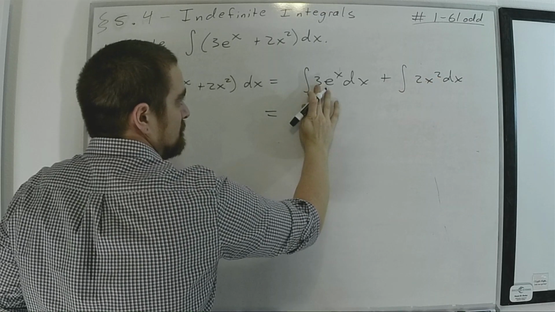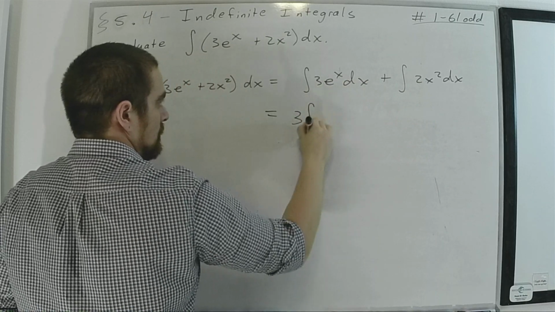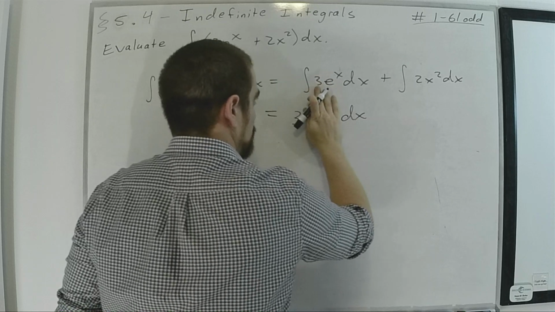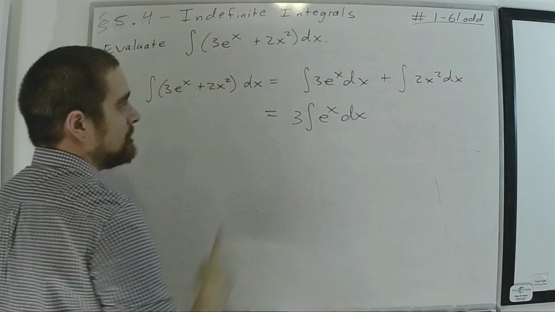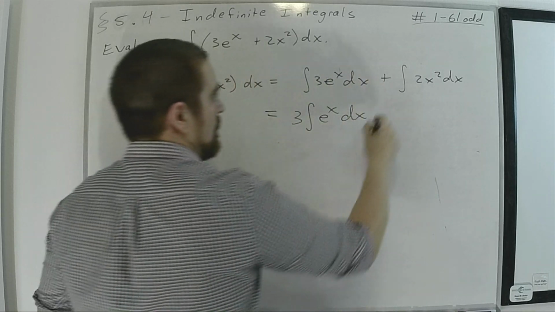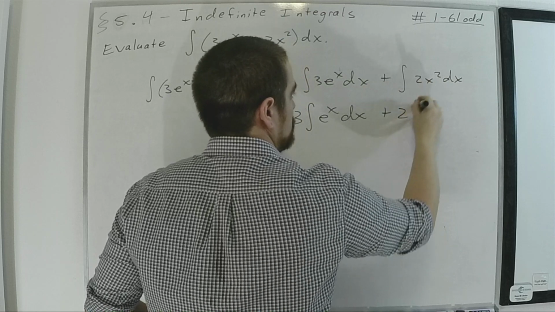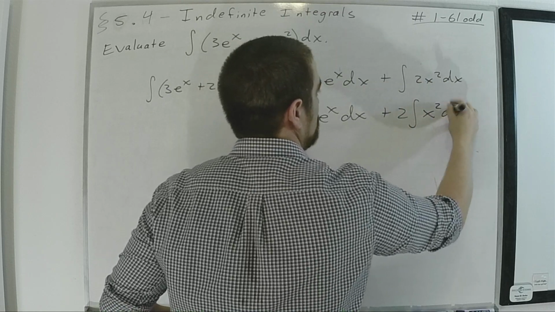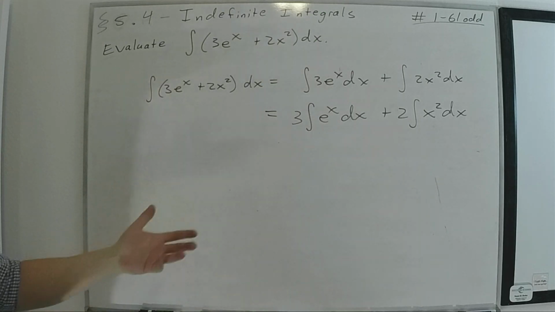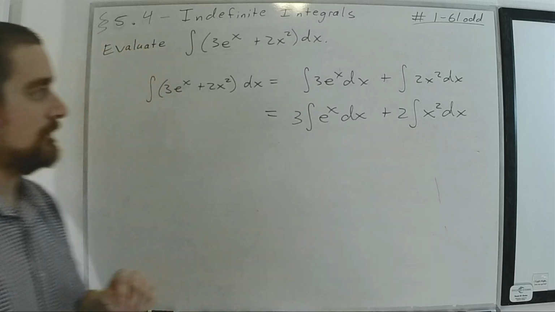Then we have these multiples, which are just real numbers. So rather than looking at the antiderivative of 3 times the function e to the x, I can look at 3 times the antiderivative of e to the x. Rather than looking at the antiderivative of 2x squared, I can look at 2 times the antiderivative of x squared. Right? Since it's just a nice scalar multiple, we can pull those out front. Again, that's a property of integration that we get to do.